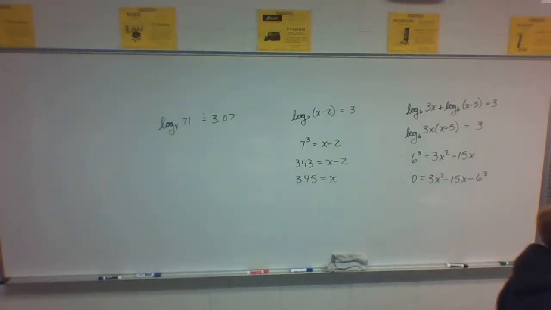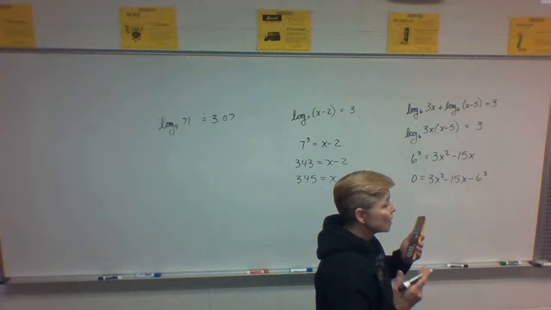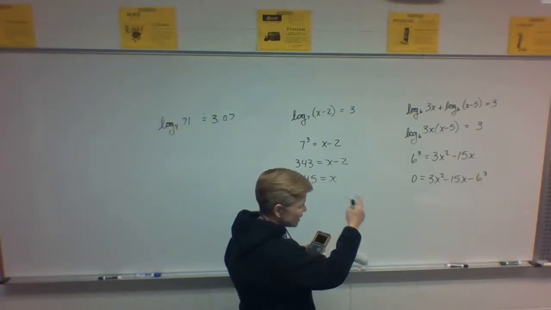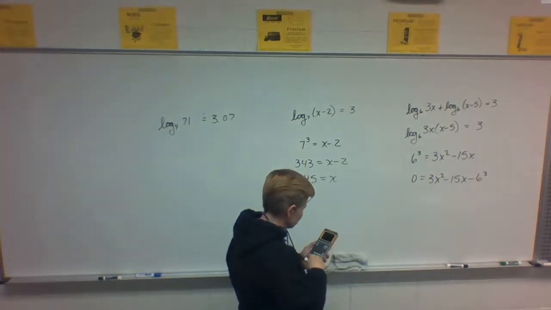Your calculator can when you go to use the polyroot finder, because this thing is not going to factor. You might be able to factor a 3 out. Probably, yes, you could factor a 3 out, but it's not necessary.